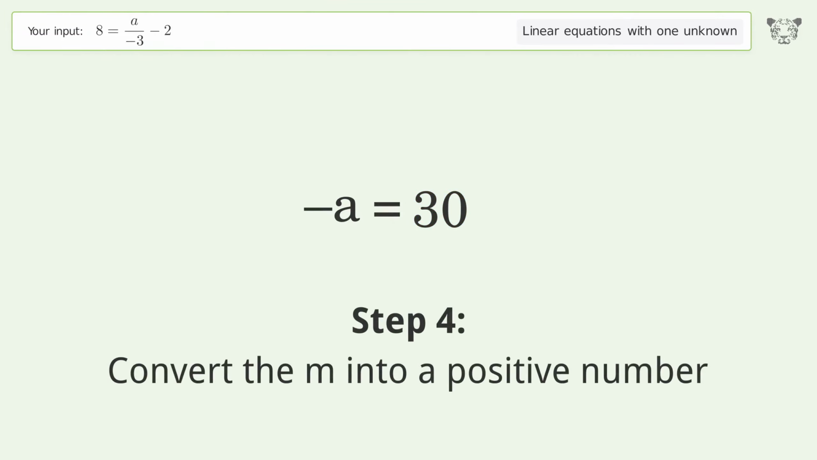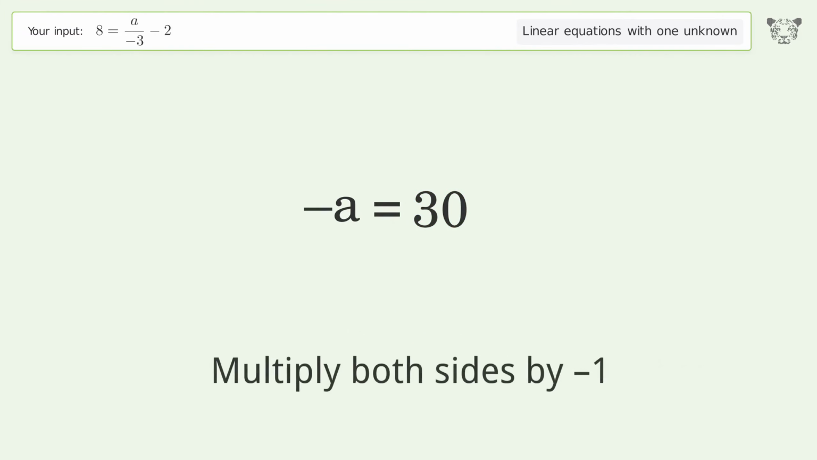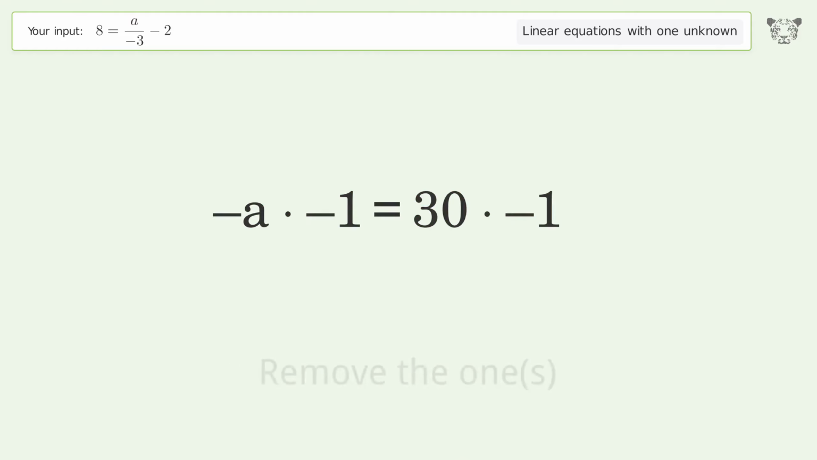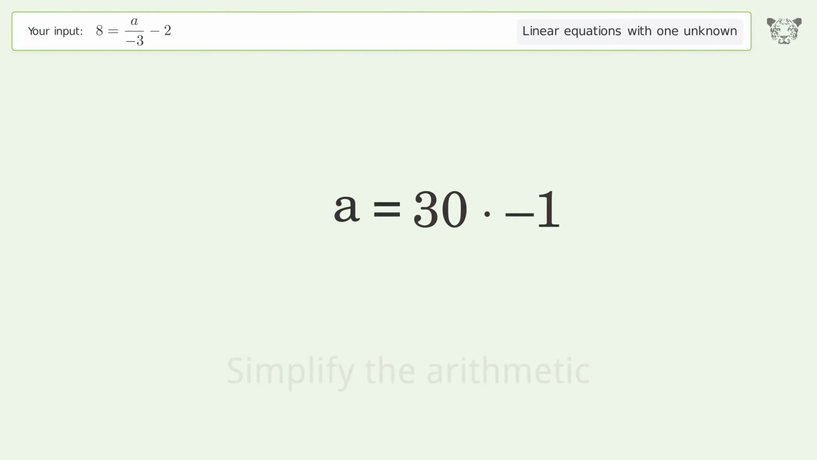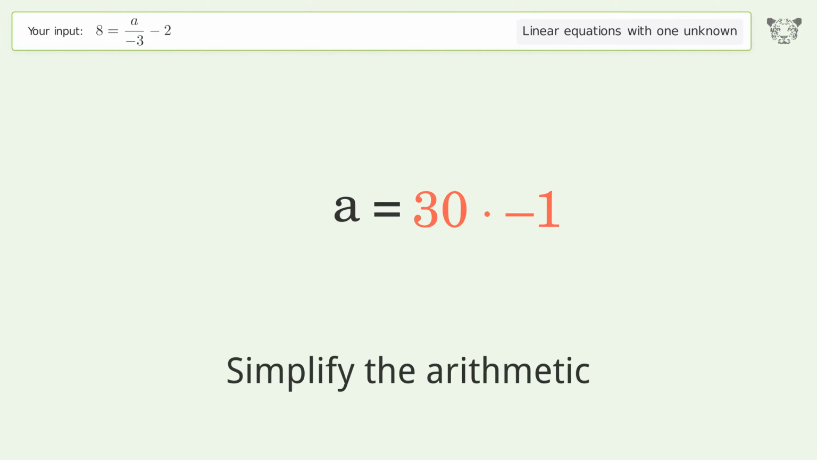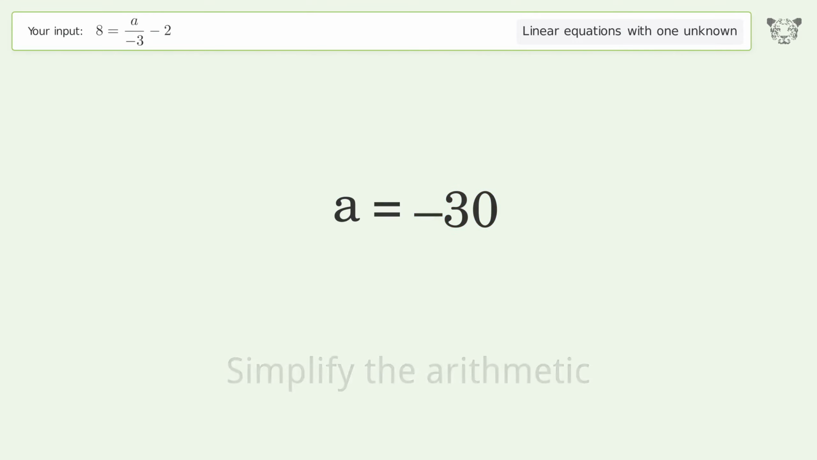Convert the m into a positive number. Multiply both sides by -1. Remove the ones. Simplify the arithmetic. And so the final result is a equals -30.